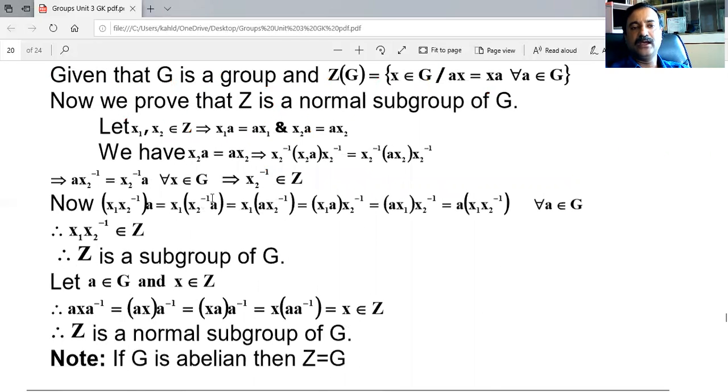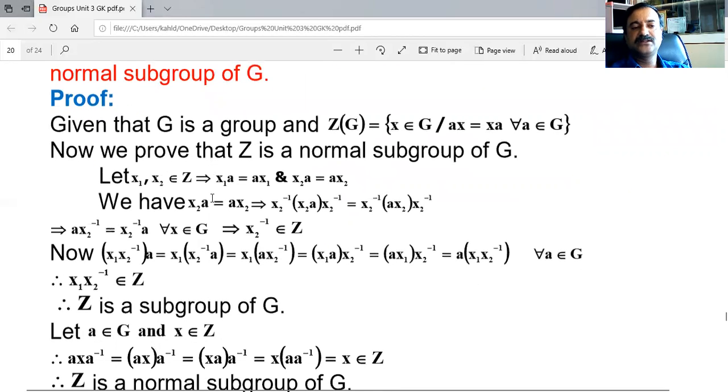If you observe, for any non-empty subset to become a normal subgroup, it must satisfy two conditions. The first condition is the subgroup condition, and the second condition is normality. For that, first of all, I will prove that the center Z is a subgroup. Next, second condition, center Z is normal. Then we say that center Z is a normal subgroup.